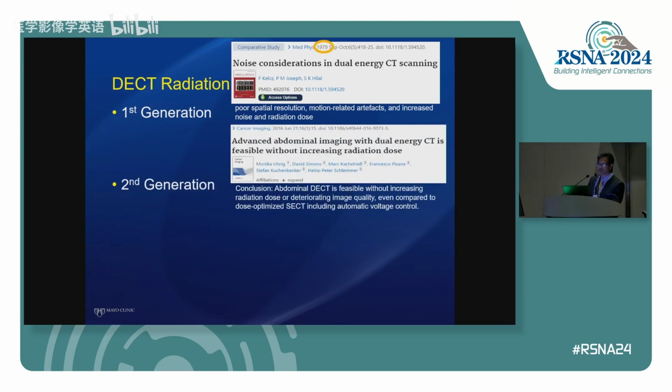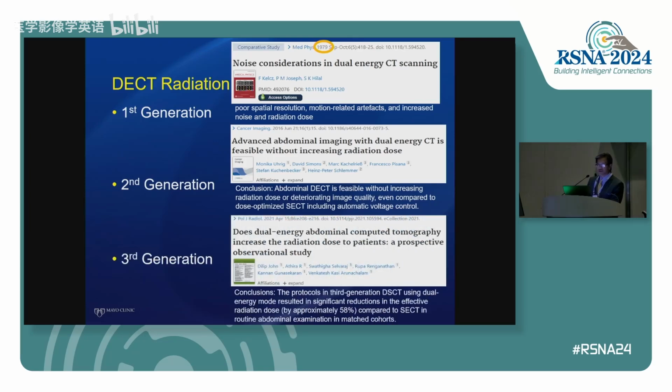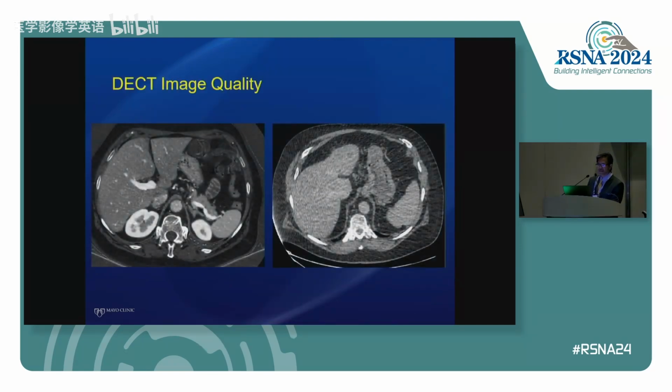The newer generation CTs, because of advanced imaging software and hardware, now, at that time, in the early 2000s, there was an emphasis to try to make these scans dose neutral to conventional CT images. And now, as you saw, these newer third generation scanners can actually decrease radiation dose. This was a study that showed that they were able to decrease radiation dose by approximately 58% in matched single energy CT cohorts. So that was radiation dose. Radiation really is not necessarily a concern for not using dual energy CT.